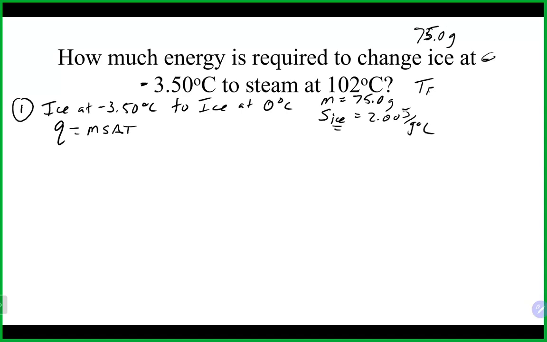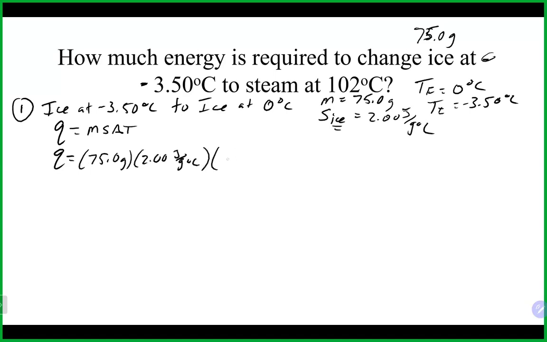Our final temperature in this case is 0 degrees Celsius, and our initial temperature is -3.5 degrees Celsius. So we'll put our numbers in here, and that gives us Q is equal to 75 grams times our specific heat capacity for ice, which is about 2, times our final temperature, 0, minus our initial, which is -3.5. That gives us about 525 joules of energy.